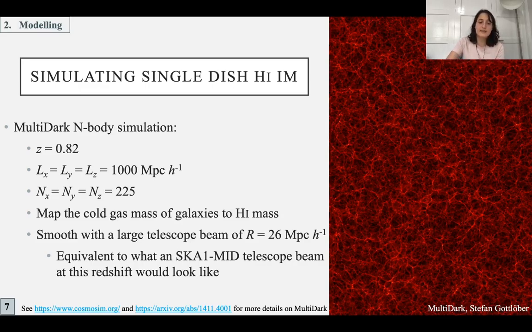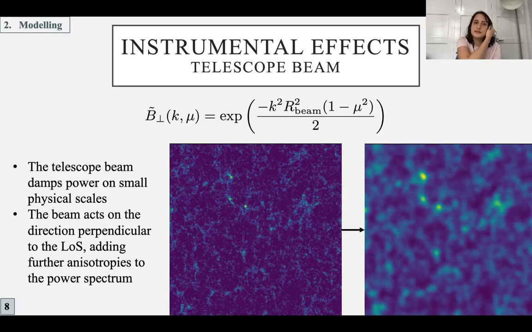And this simulation actually has a cold gas mass for each galaxy, and we can map the cold gas mass to HI mass, and then smooth this field with a large telescope beam, which we can expect from a futuristic intensity mapping survey such as the SKA. So let's talk about the telescope beam.